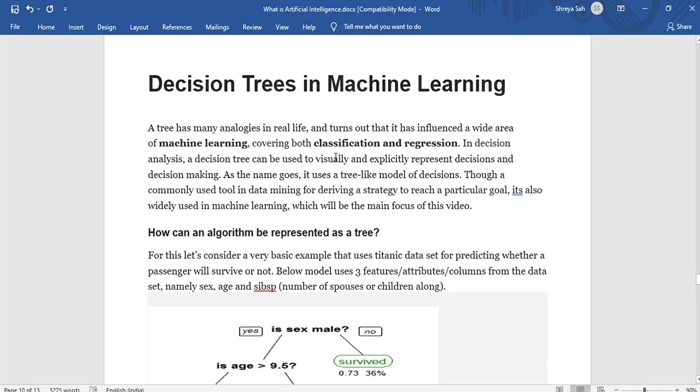Hello and welcome to this new video tutorial of DataMonk, and in this video we will be discussing decision trees. In the previous video I discussed what is classification, what is regression, and the different ways of doing classification and regression. In this video we will be discussing decision trees, which majorly come in the category of regression, but can also come in the category of classification.